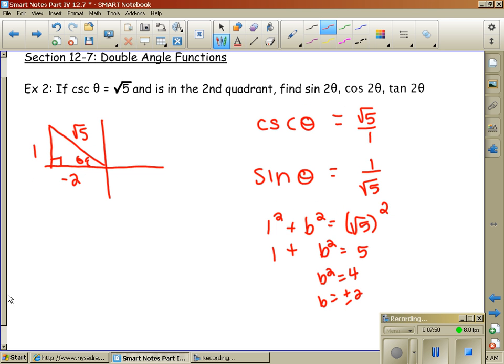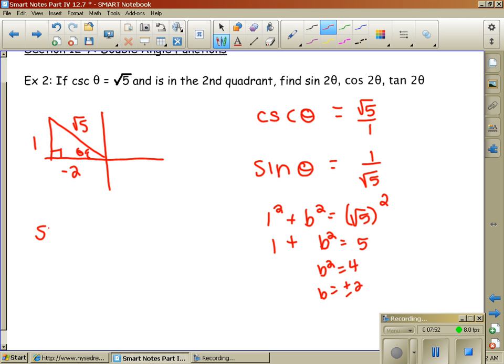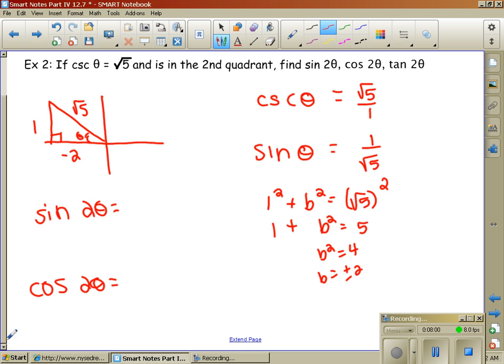So now use the formulas. Find the sine of 2 theta, the cosine of 2 theta, and the tangent of 2 theta. And this time I'll use the tangent formula. Okay, so try that on your own. Pause the video, try it on your own, and then come back and see if you have the same answer as I do.